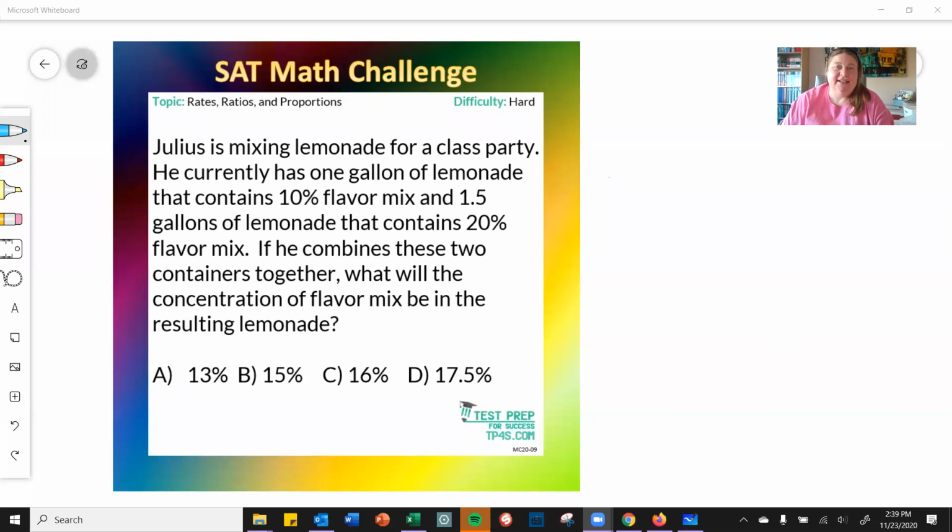Math Challenge. Today's challenge is a concentration question. So in this case, we are mixing two different types of lemonade that have different concentrations. One of them is a 10% and the other is a 20%. And we want to know what the resultant concentration is going to be after they're mixed together.